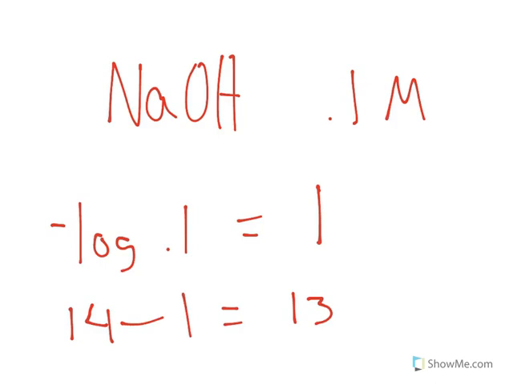So negative log of 0.1 equals 1, but that's our pOH, because it was the negative log of the OH minus, not the negative log of the H plus. So the negative log of 0.1 is our pOH, and then we convert this pOH right here into our pH by doing 14 minus that. So our pOH was that 1 right there. We did 14 minus the pOH, and it got us our pH.